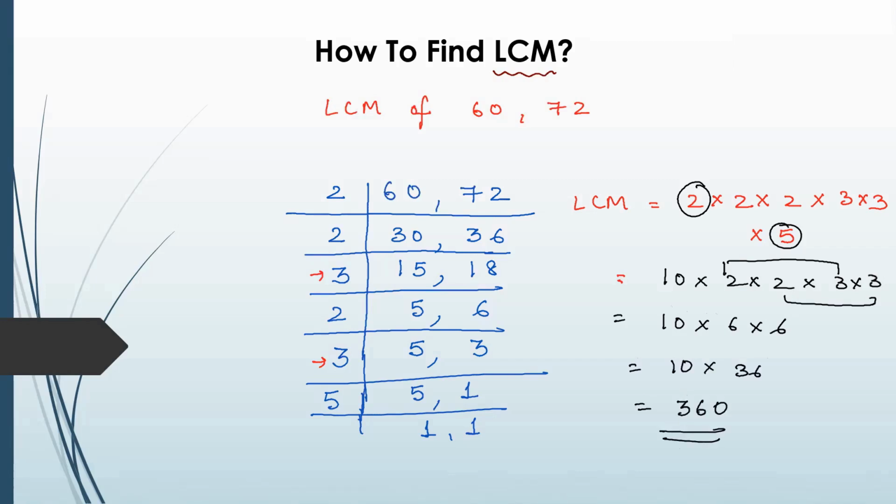So, the least common multiple between 60 and 72 is 360. And this is how we find LCM using the prime factorization method.